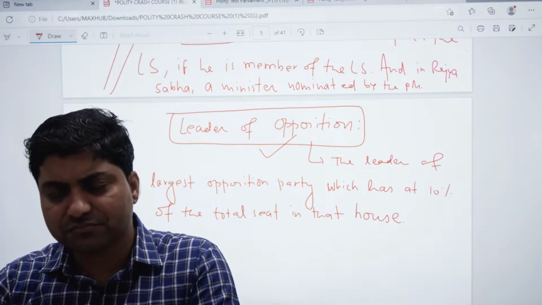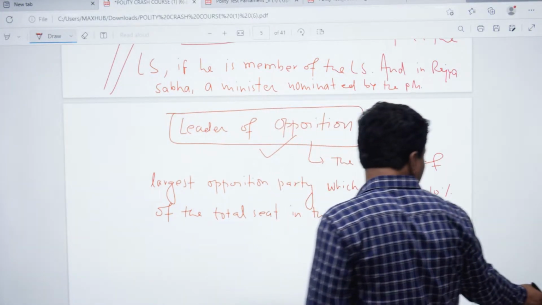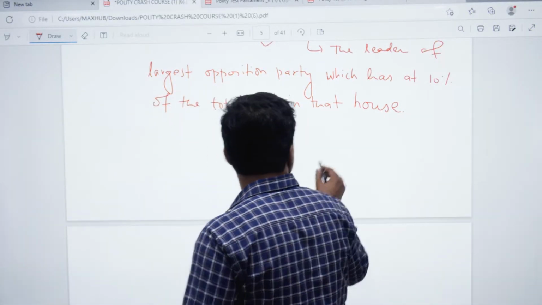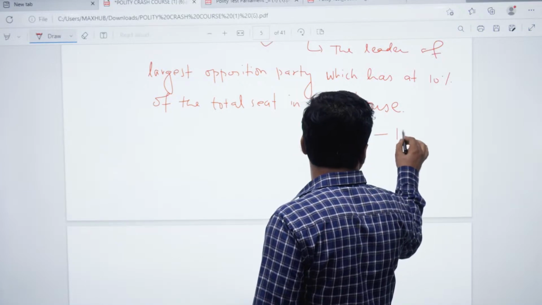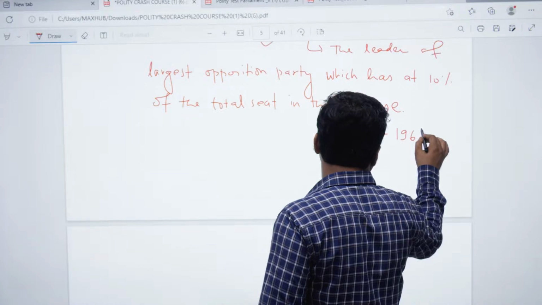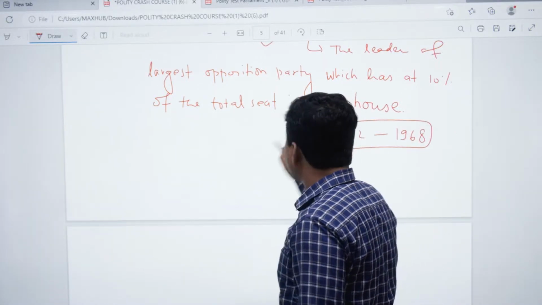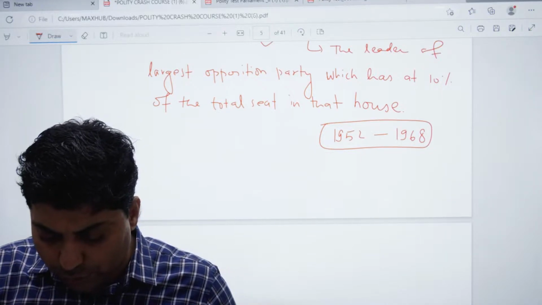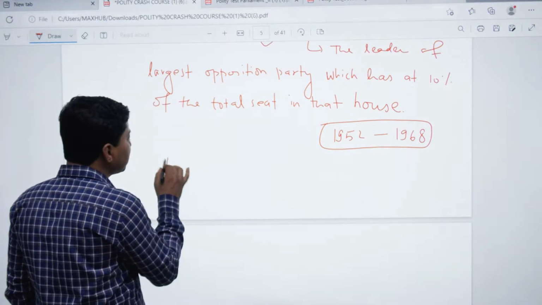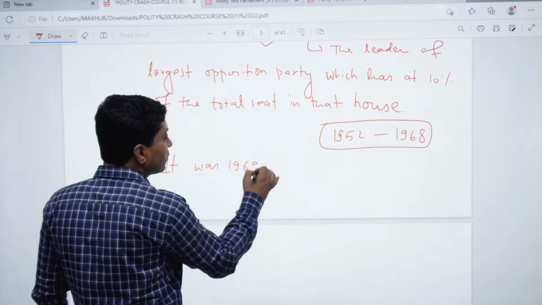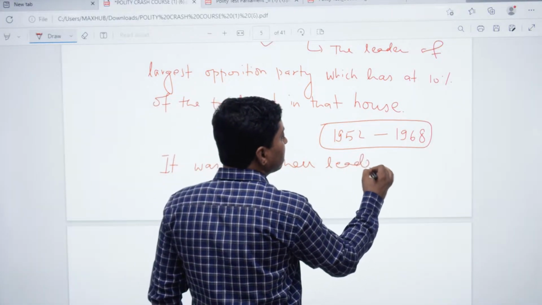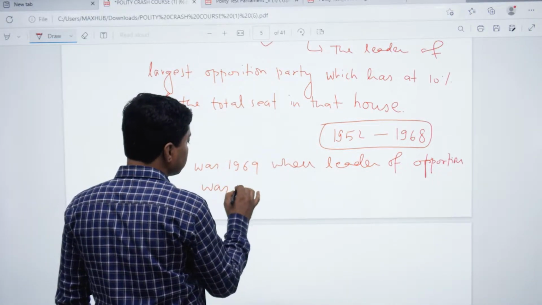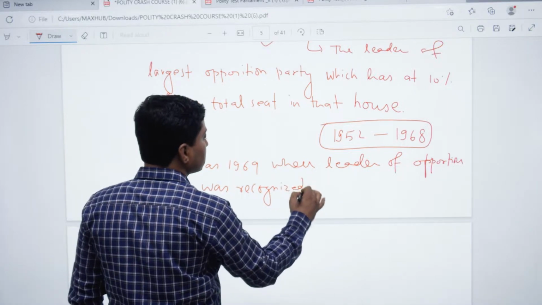Right. And if you look at the Indian elections, from 1952 till 1969 there was no leader of opposition. It was in 1969 that the leader of opposition was recognized in the Lok Sabha.